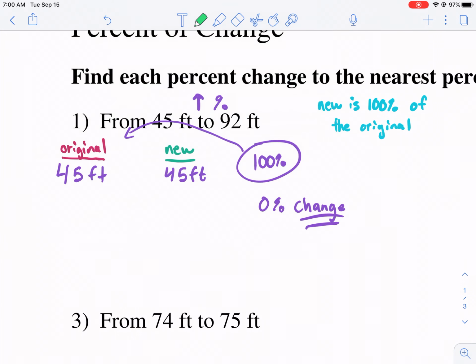Now, what does that also mean? That means that the new had 0% change from the original. Very slight difference, but it means a completely different thing. So it had a 0% change from the original. It is 100% of the original. So it maintained its value.